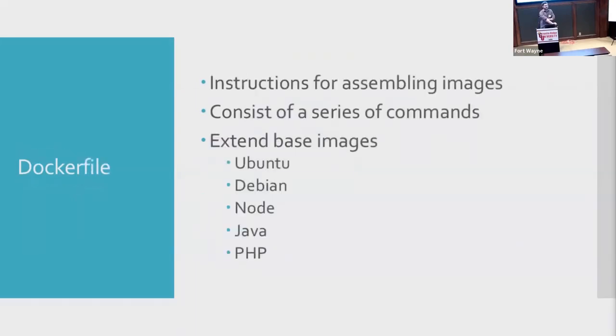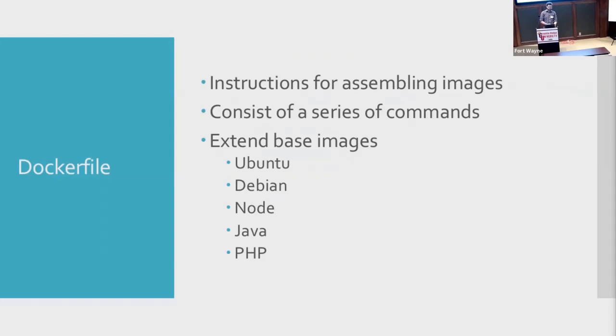So first off is the Dockerfile. That's where you start when you want to use Docker. So a Dockerfile is the instructions for assembling images, kind of like a recipe you put together. They consist of a series of commands in a file. Those commands can be things like shell commands. You can set environment variables. You can copy files from your local system into the image. You can build your applications and pretty much anything you can do in shell.